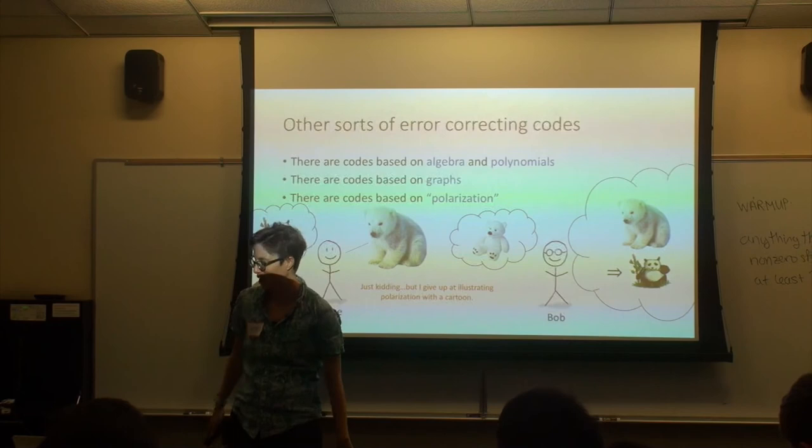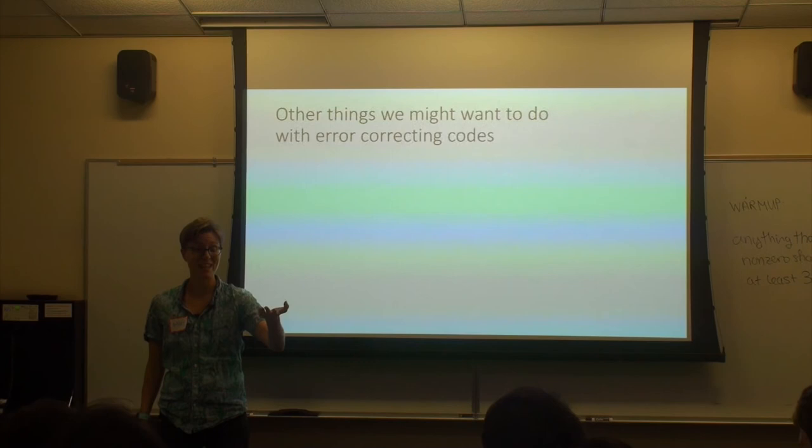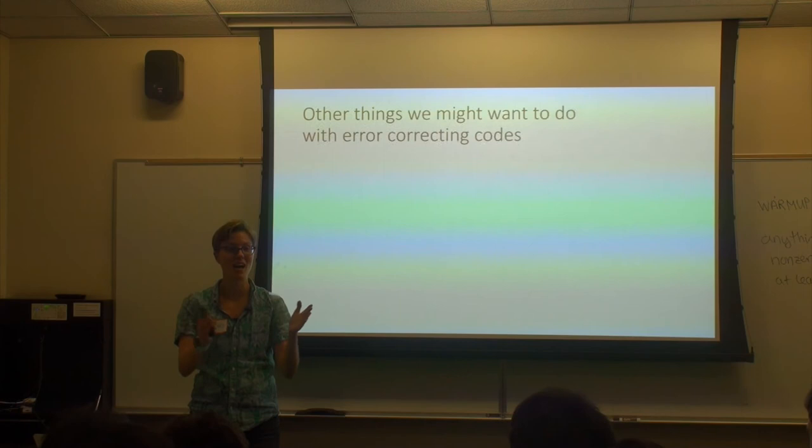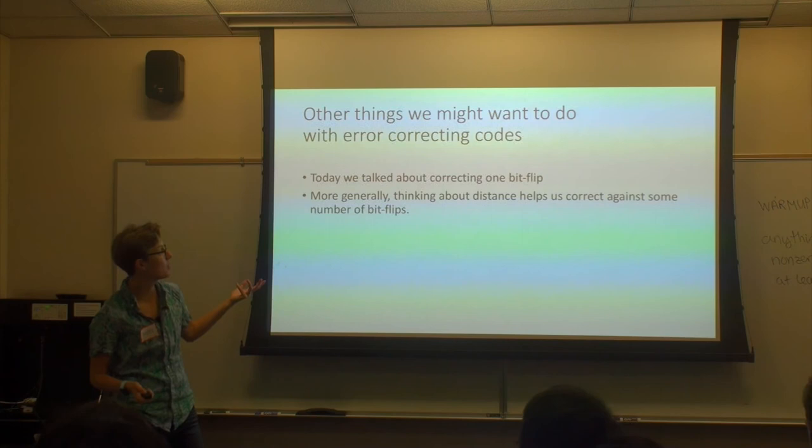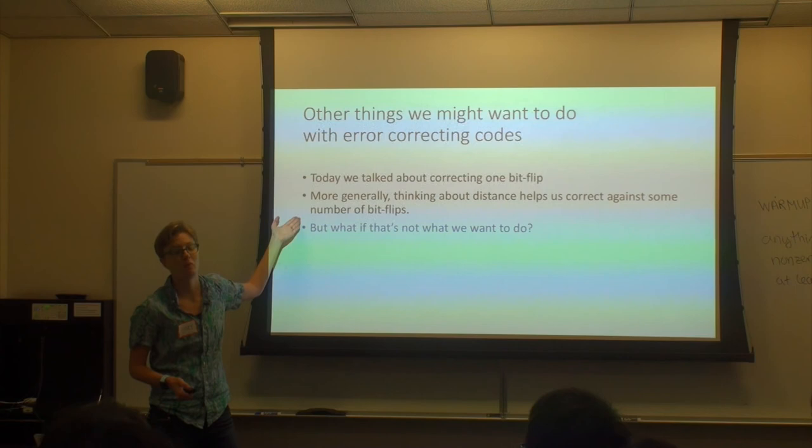There are also all sorts of other questions we might want to answer. You guys actually asked a bunch of these questions at the beginning of the class, like, what about insertion and deletion errors? What if we want the size of the codewords to be variable? All of those questions end up being useful in some problem or another. And that's another thing that's really exciting. Today we talked about one bit flip, and more generally some number of bit flips, but what if we don't want to correct bit flips? What if we want to correct some other sort of error? And what if we want to do something other than correcting?